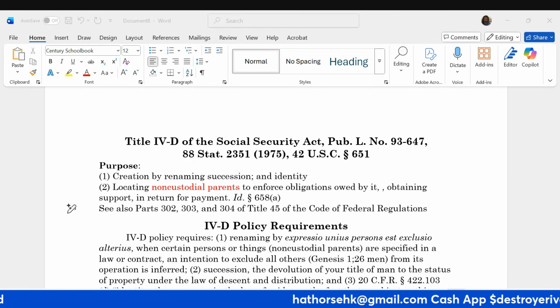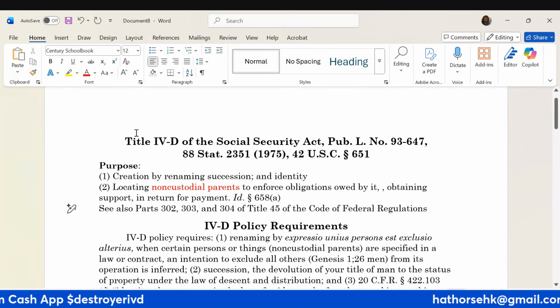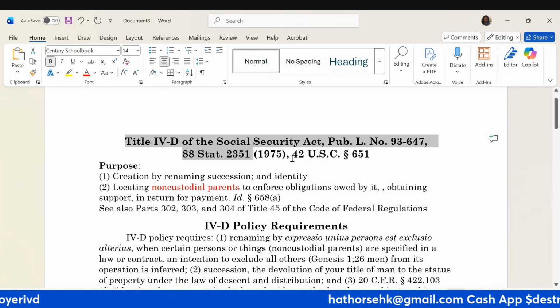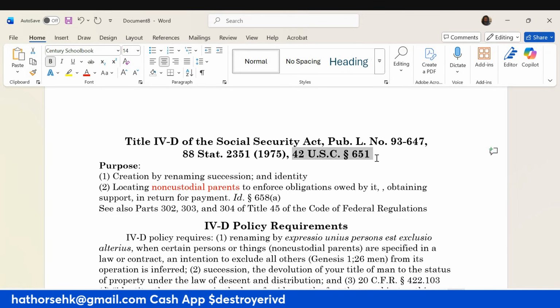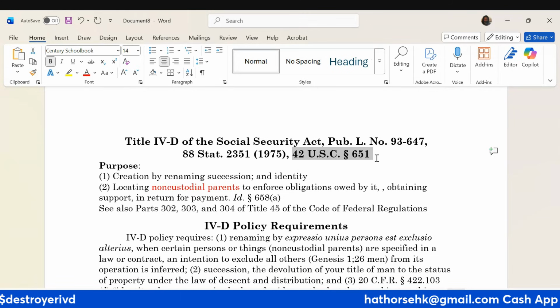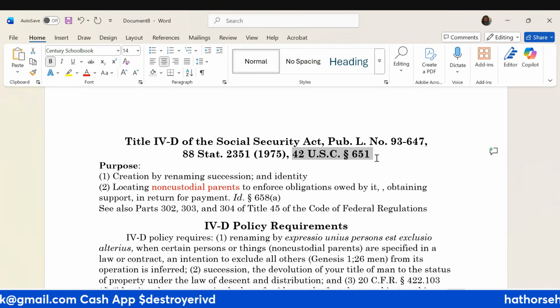So when you define these words and you know what they mean, it is so easy to go in here and either stop them or beat them. Title 4D of the Act can be found in 42 U.S.C. 651. That's what Title 4D of the Social Security Act is. It is a very short paragraph, and basically it has a purpose. Its purpose right here is creation by renaming, succession, and identity.